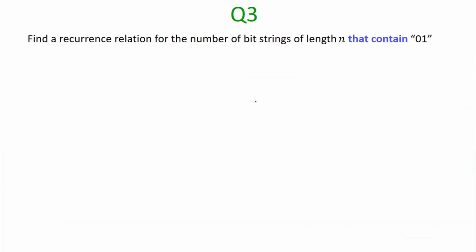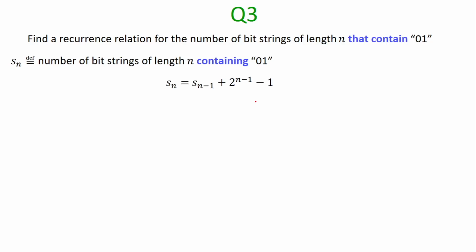So in question 3, we want to find a recurrence relation for the number of bit strings of length n that contain 0, 1. So let S of n denote the number of bit strings of length n containing 0, 1. Again, we need at least one occurrence of 0, 1. There could be more occurrences of 0, 1 allowed as well. My claim is that S of n satisfies this recurrence condition.